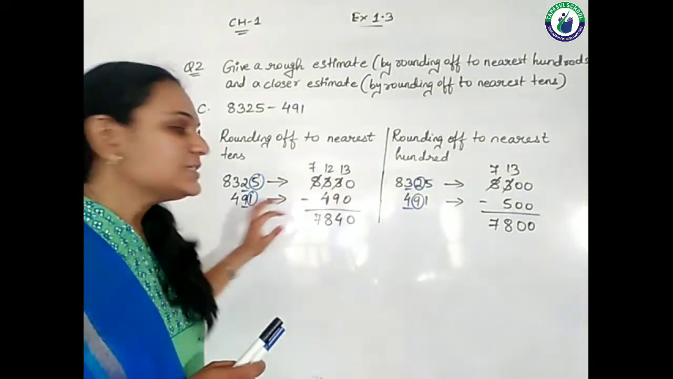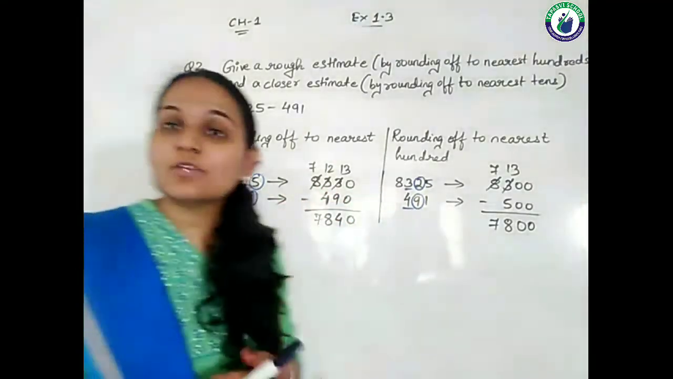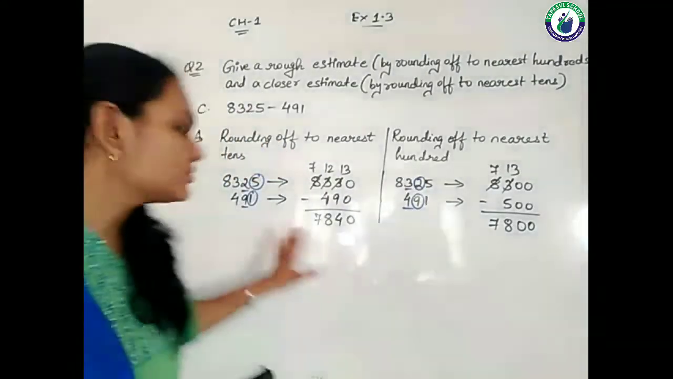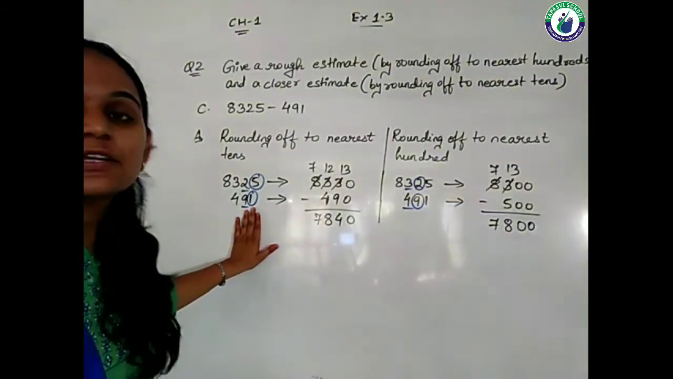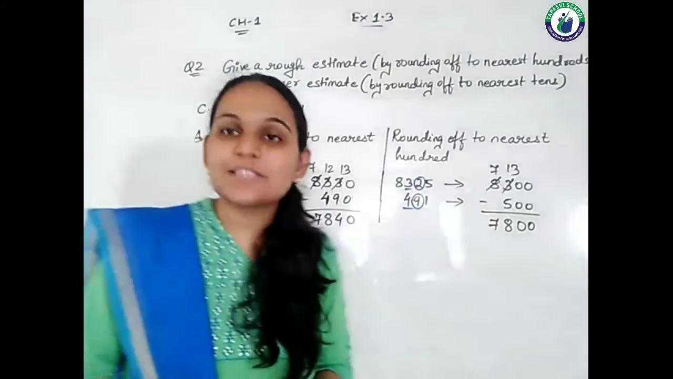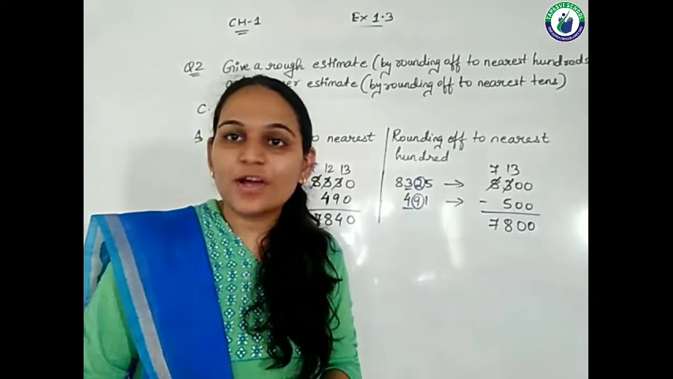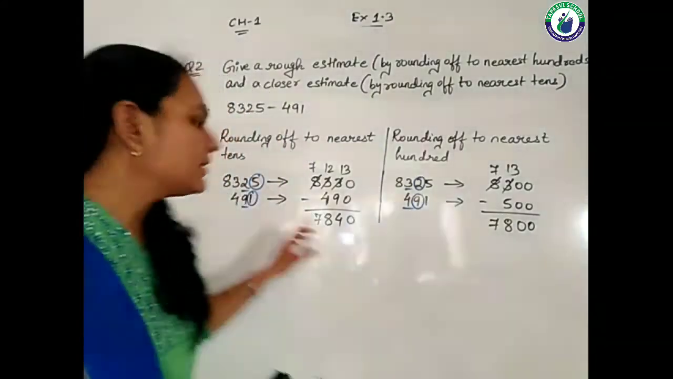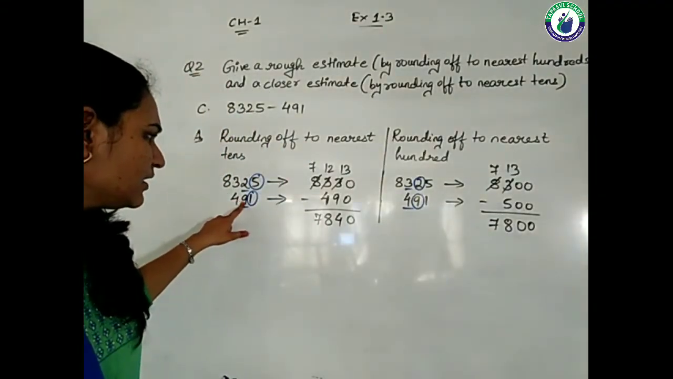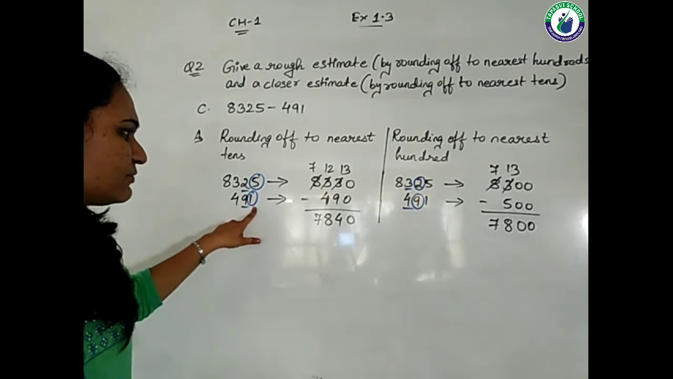8330, right? Similarly, 491 is there. The underlying digit is the tens place digit, which is 9, and the helping digit is 1. Now, if the helping digit is less than 5, then we are not going to add 1 to the underlying digit, so it will become 4, then 9, and 0.